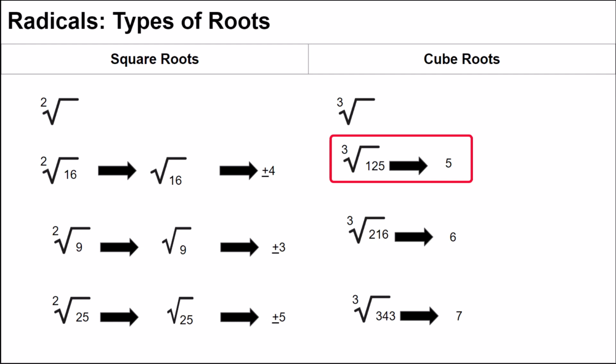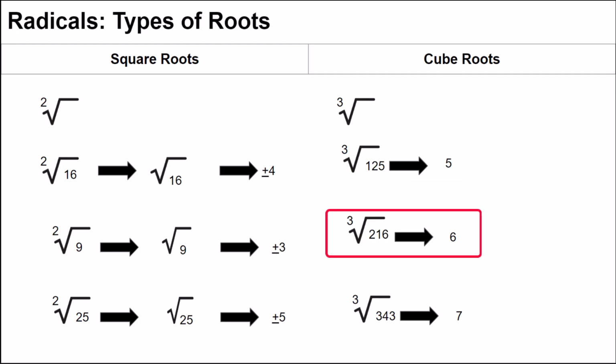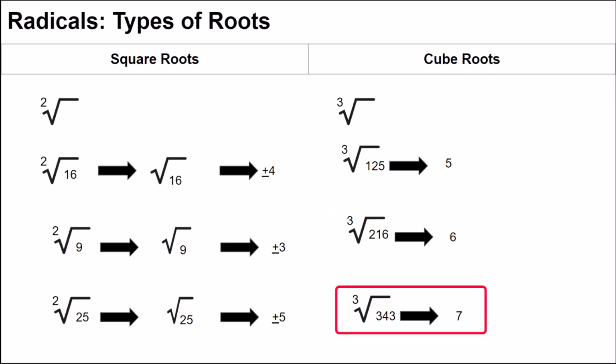If you were to use negative 5 times negative 5 is positive 25, but if you multiply that again by negative 5, it's negative 125, so that doesn't work. A similar situation exists with the cube root of 216. The solution to this problem must be positive, otherwise you would get a negative 216 instead of a positive 216. And again, the cube root of 343 is 7 for the same reasons.